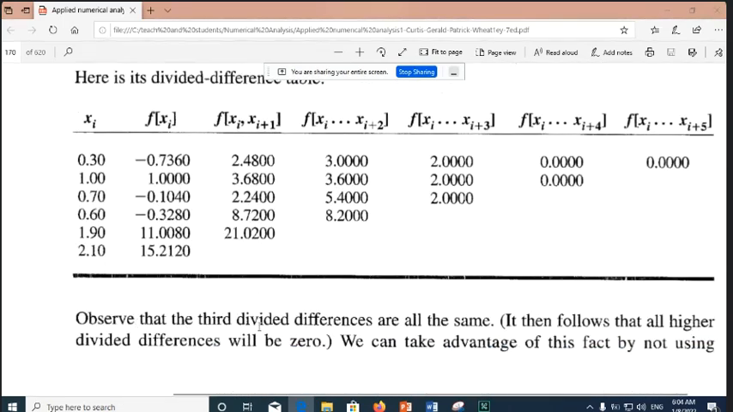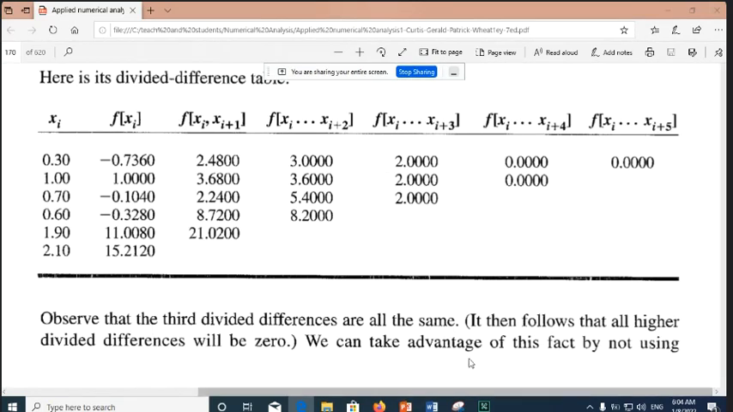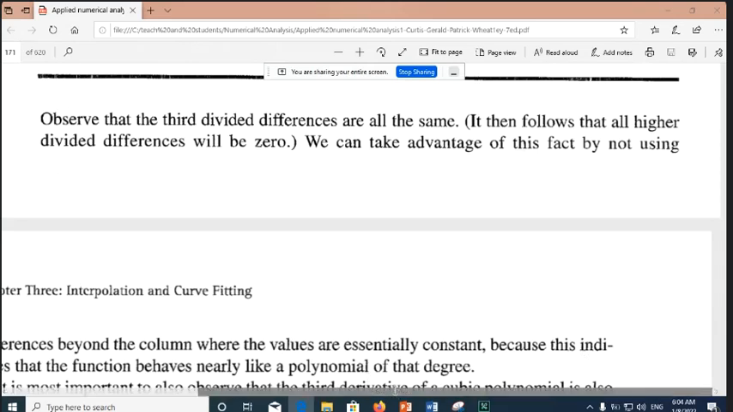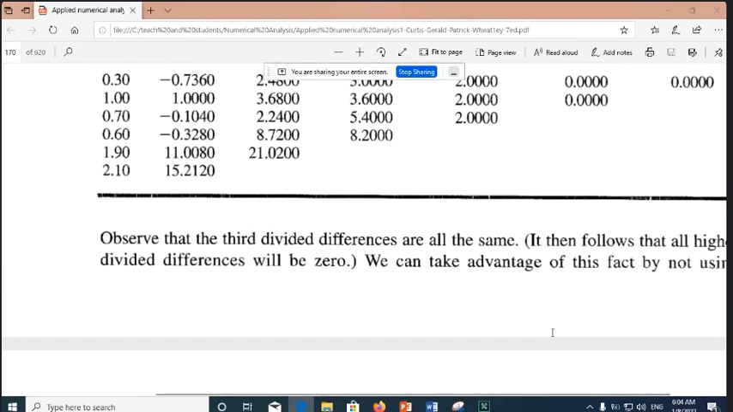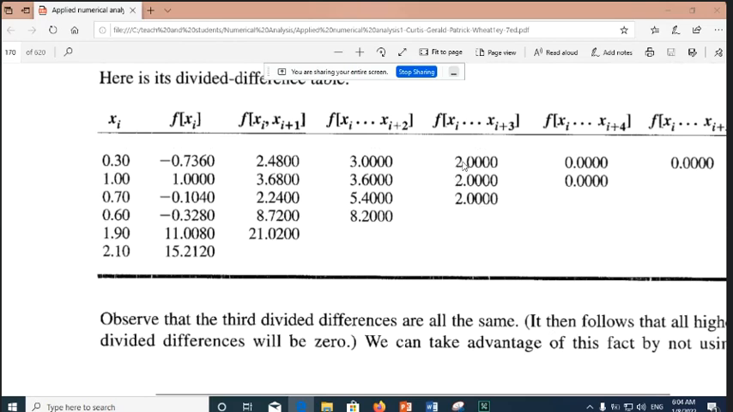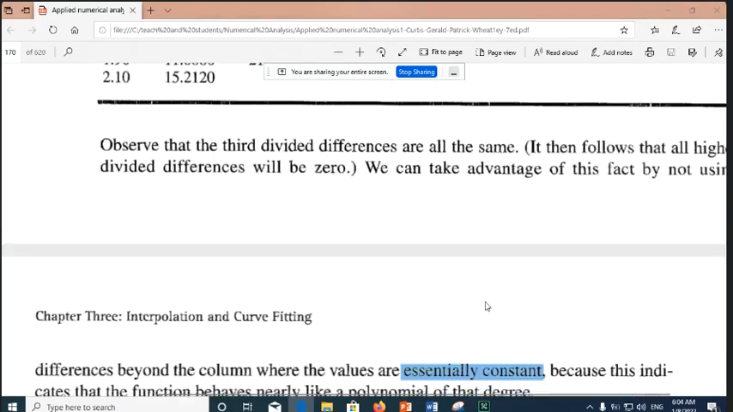Observe that the third divided differences are all the same, 2, 2, 2. And we can take advantage of this fact by not using differences beyond the column where the values are essentially constant. Because when the values are constant, 2, 2, 2, the differences easily become all 0.